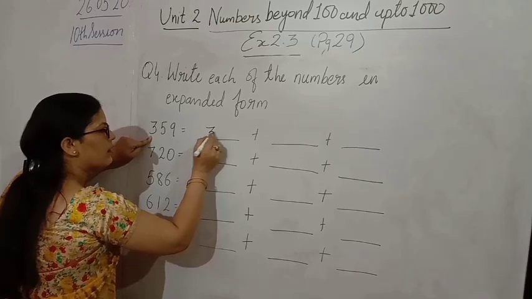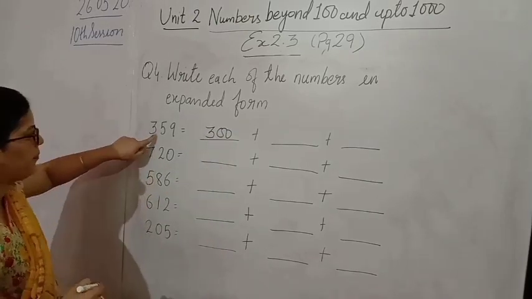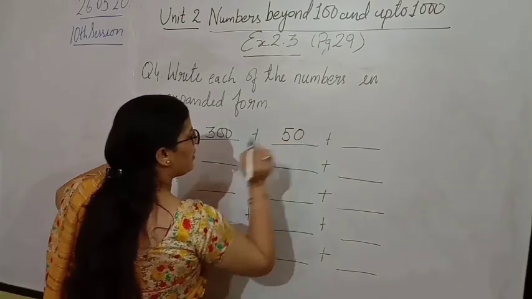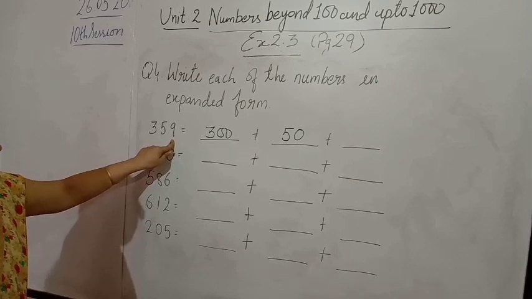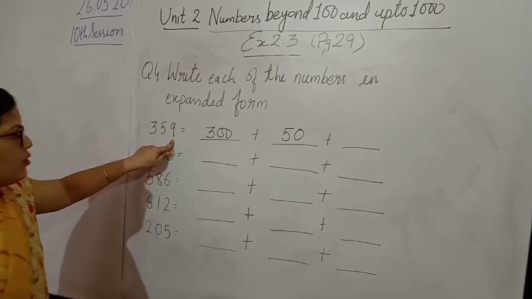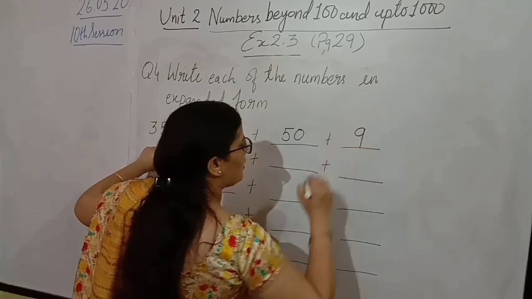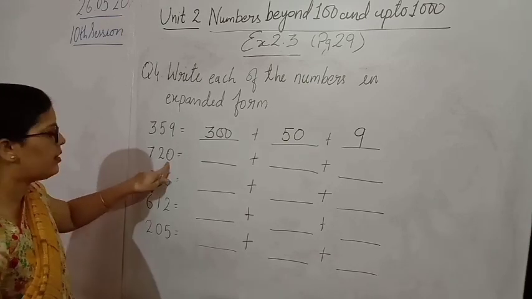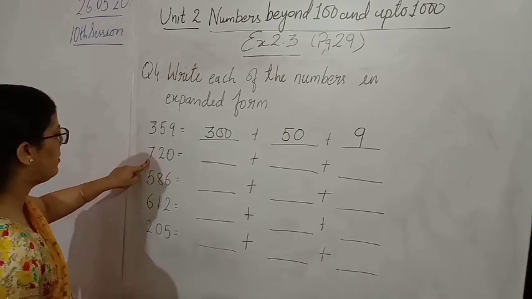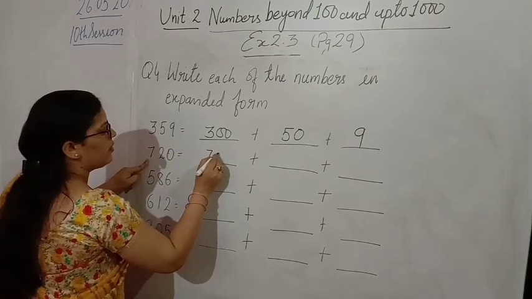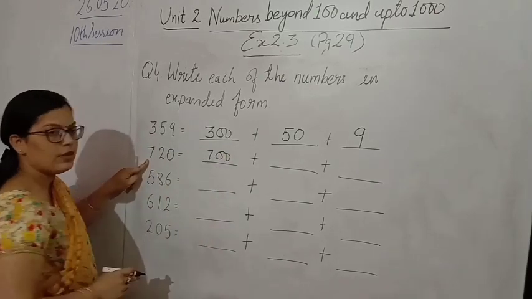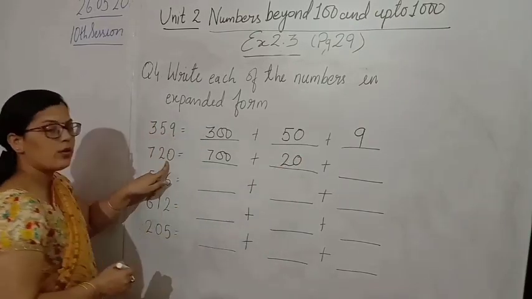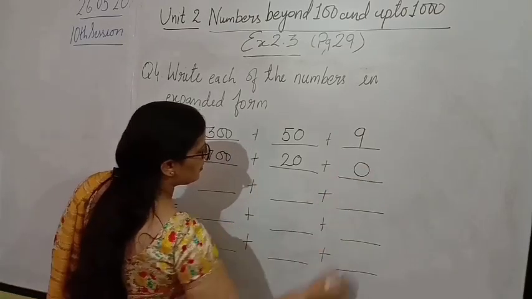So place value will be 300. 5 is at tens place, 5 tens, so place value will be 50. Then 9 is at ones place, so place value will be 9. Now 720. Highest place is 7. 7 is at hundreds place, so its place value will be 700. 2 is at tens place, 2 tens means 20, and then 0 is at ones place. Place value of 0 is always 0.